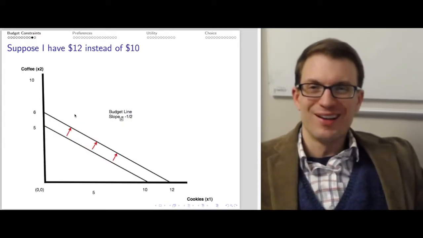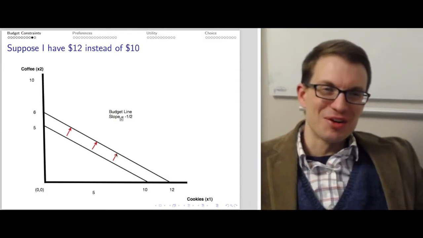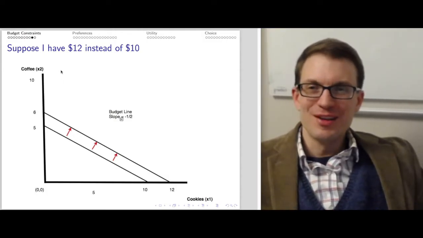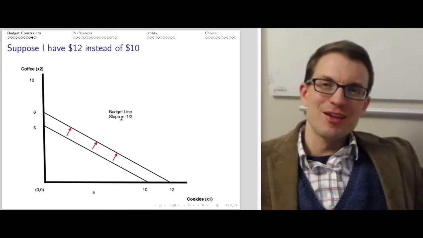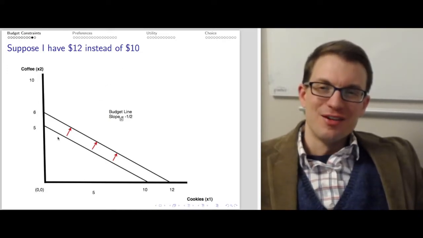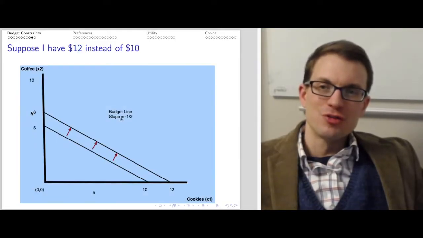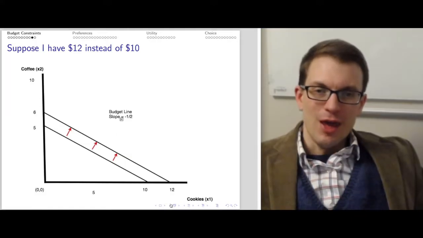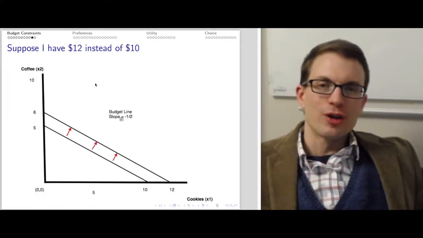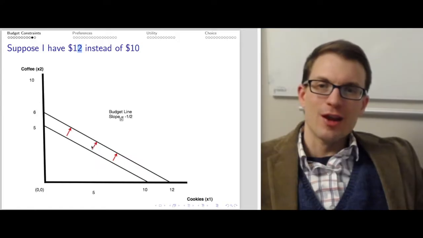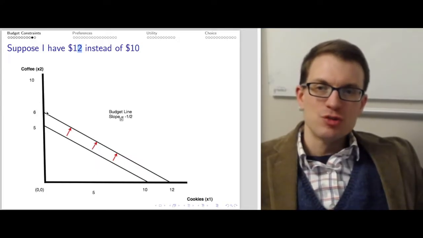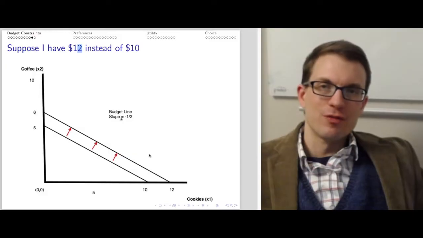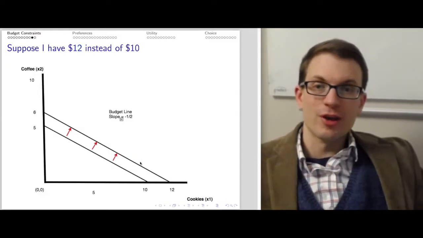All right. Well, I should have made these arrows go the other way. I should have done something different. Here, what I'm saying is, suppose I have $12 instead of $10. Now I can buy an extra coffee, right? I have $2 more, and the price of coffee is $2, so I can buy an extra cup. And I can now buy 2 more cookies with my additional $2. So basically if I have $2 more, we're going to have a parallel shift of my budget line. There's more bundles I can afford.